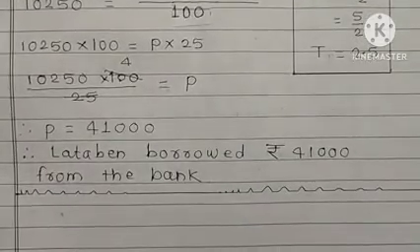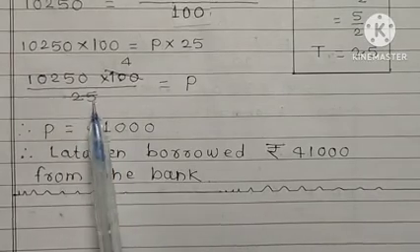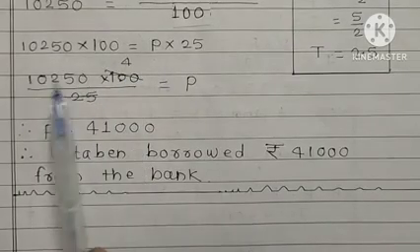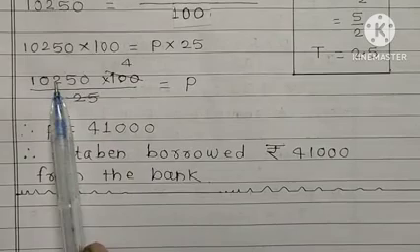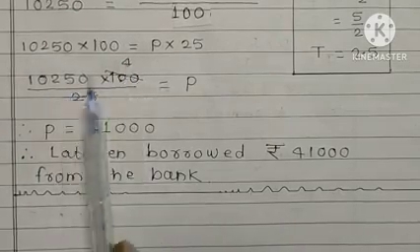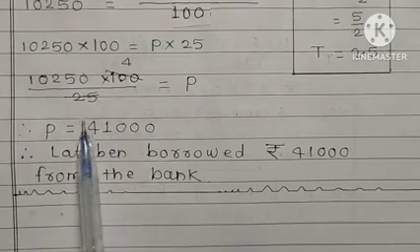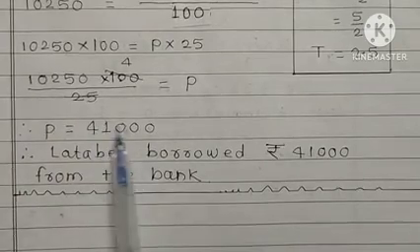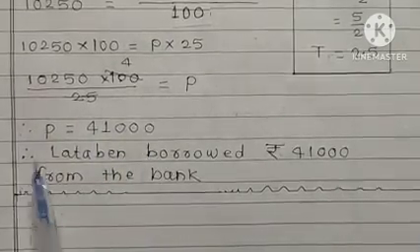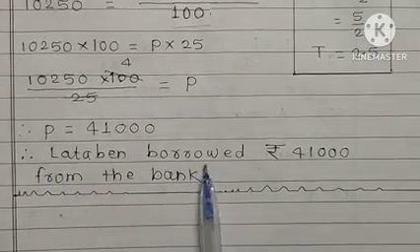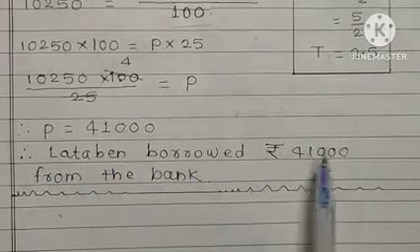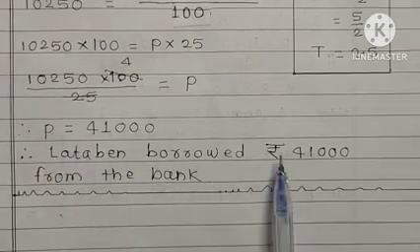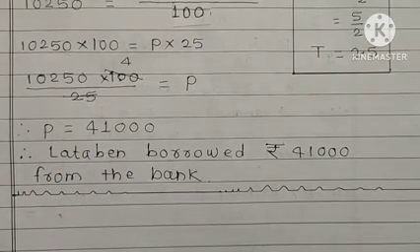Dividing by 25. 25 ones are 25, 25 fours are 100. That means 10,250 into 4. This product is 41,000. So P is equal to 41,000. Therefore, Lataben borrowed rupees 41,000 from the bank. P, that is principal amount, 41,000.